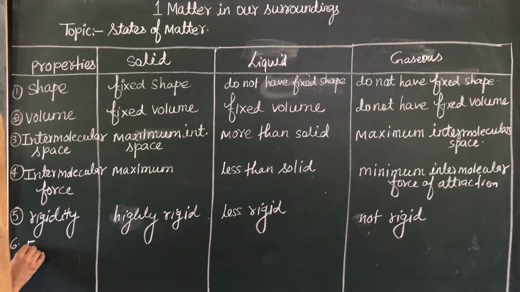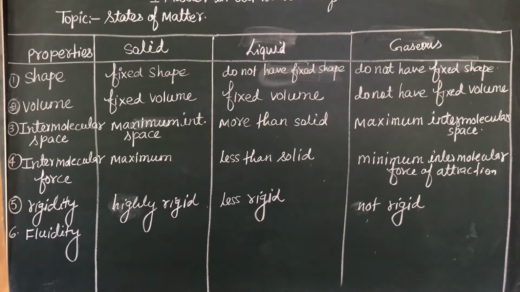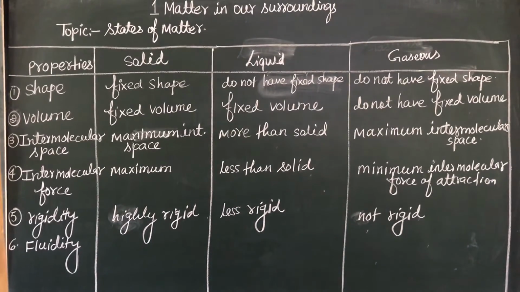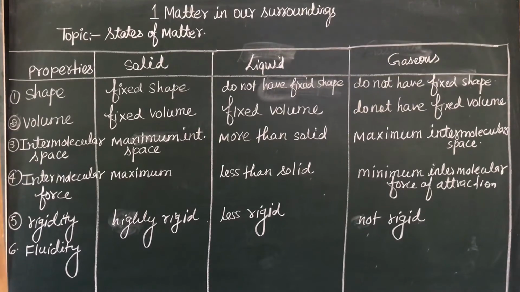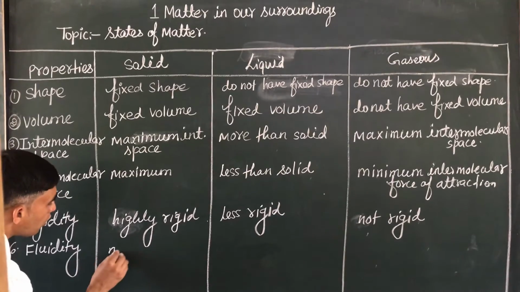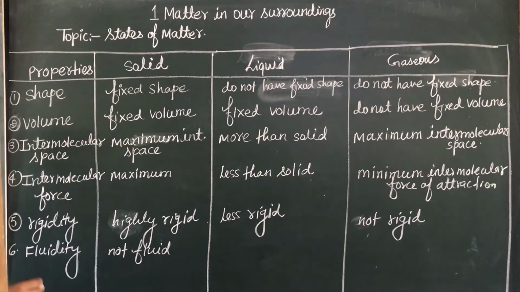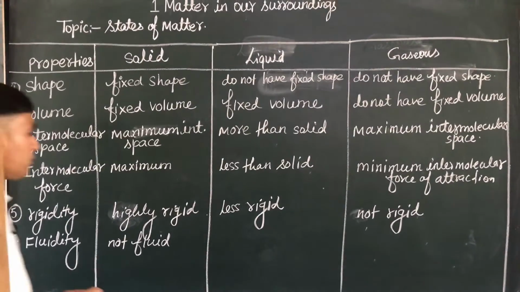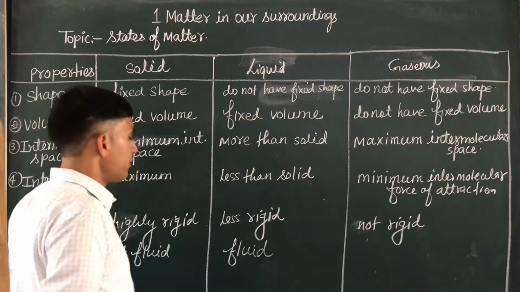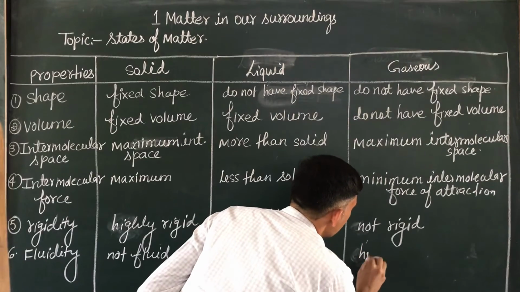Number 6 is fluidity. Fluidity is the tendency of a substance to flow. So the tendency of flowing is known as fluidity. Solids are not fluid, or do not show the property of fluidity. Liquids are fluid, and gases are highly fluid.